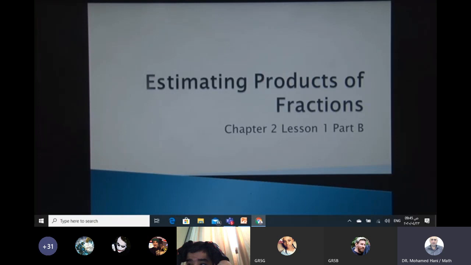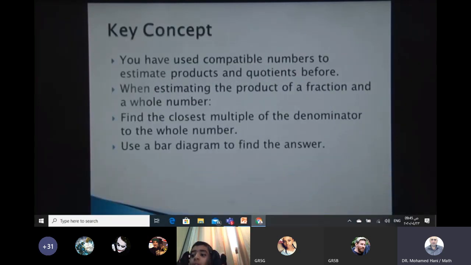So we're going to be looking at 3 different cases. And the way we're going to do this is we're going to use what's called compatible numbers. Now, we've used compatible numbers in estimations before and last year. Compatible numbers are not necessarily rounding.